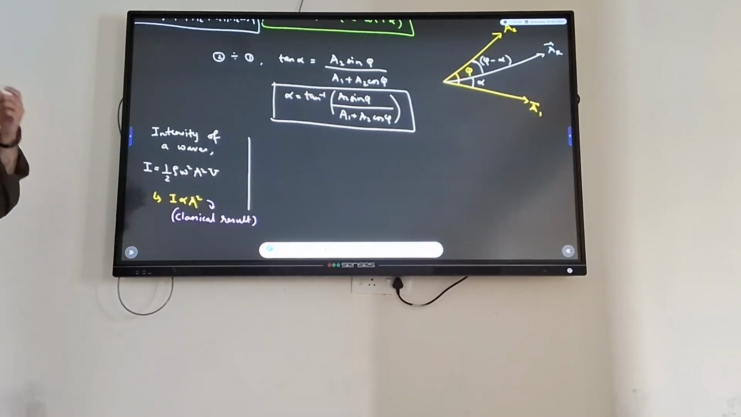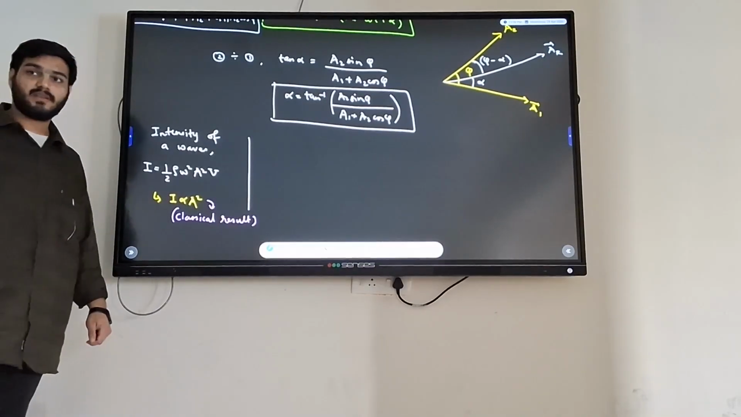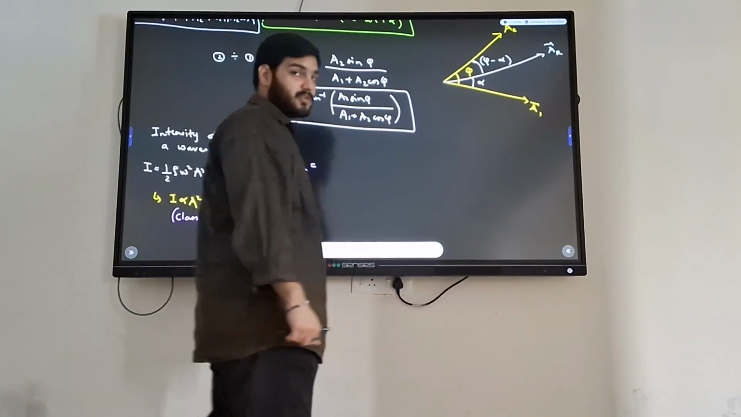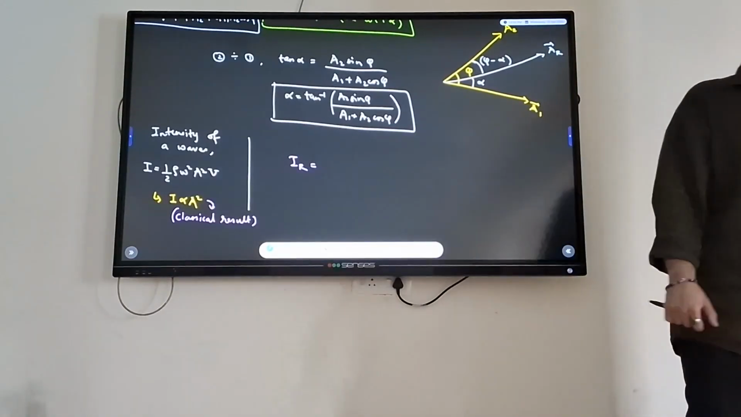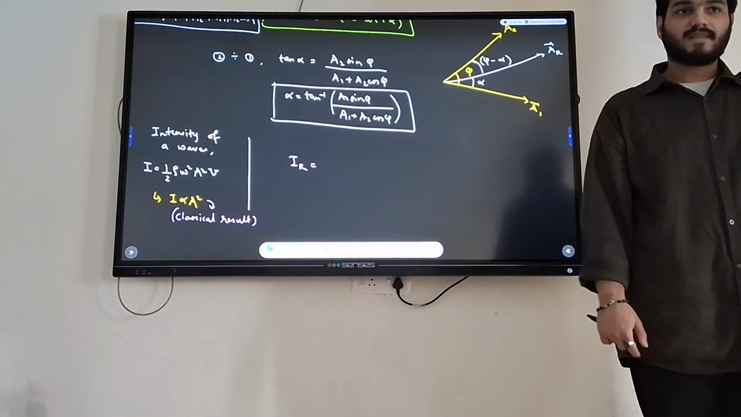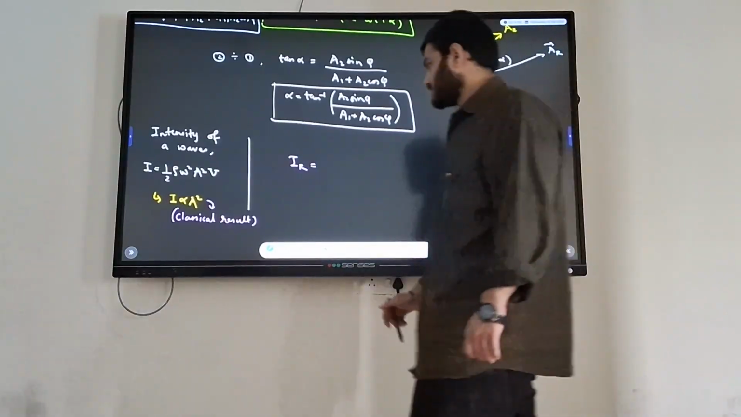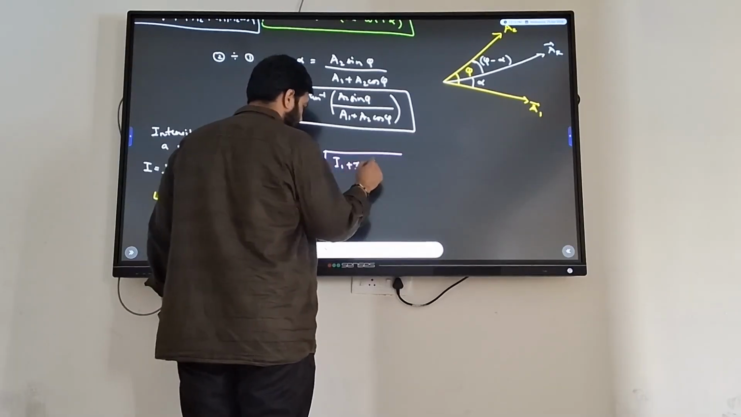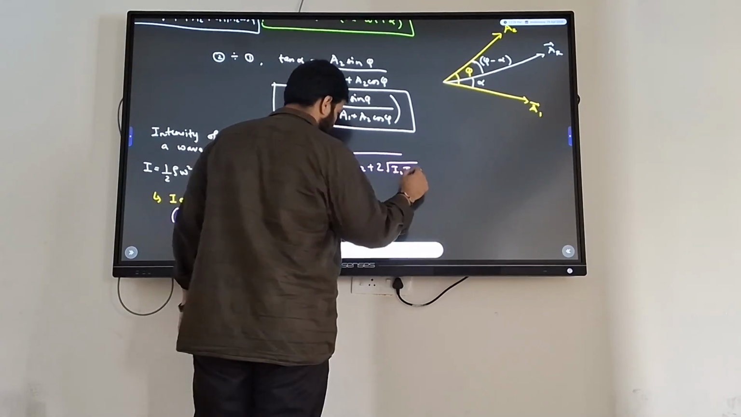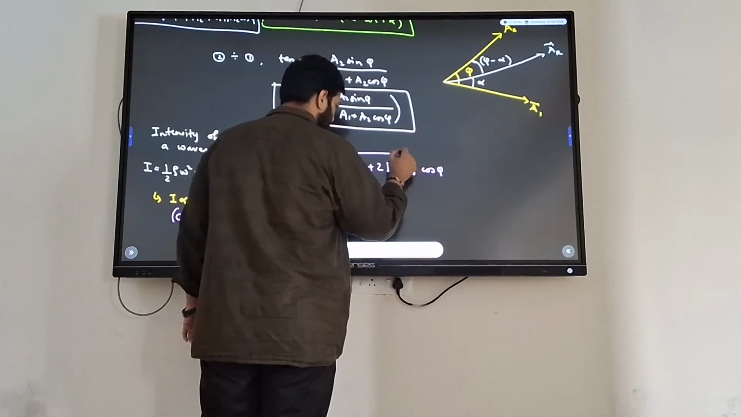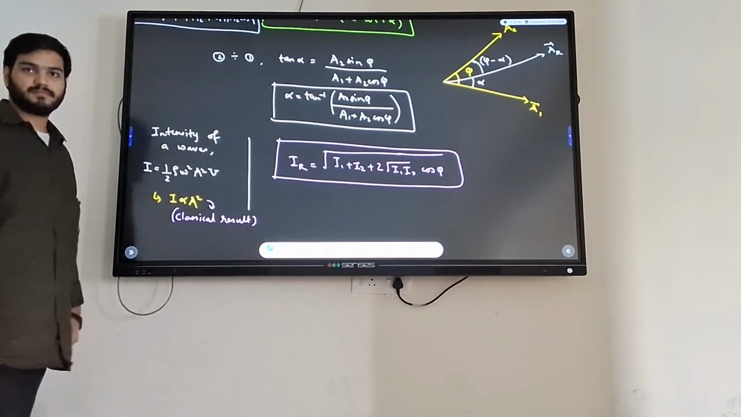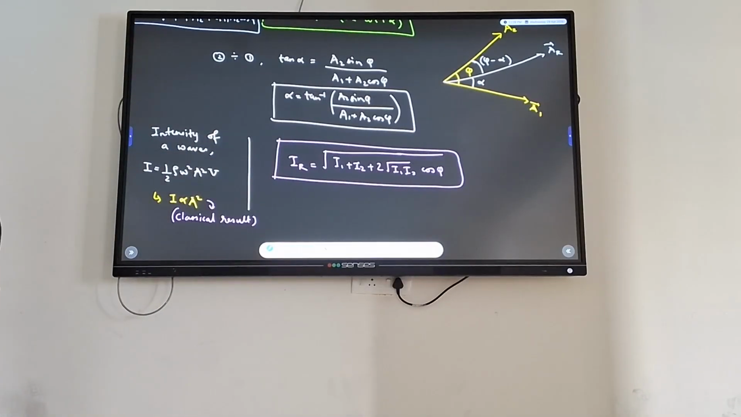Then what should be the intensity of the final wave, the resultant wave? Can you tell me the expression? What should be IR? Let me write it directly and then you try to think whether it is correct or not. Check if it is correct or not. Your intensity is proportional to amplitude square.